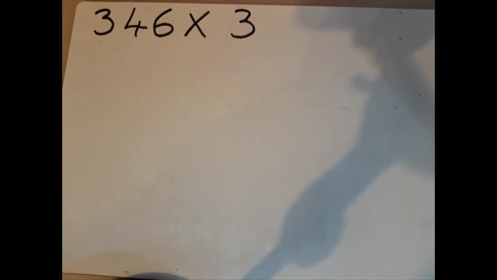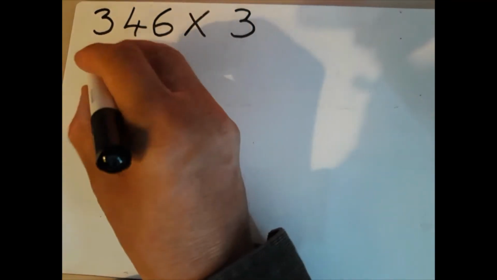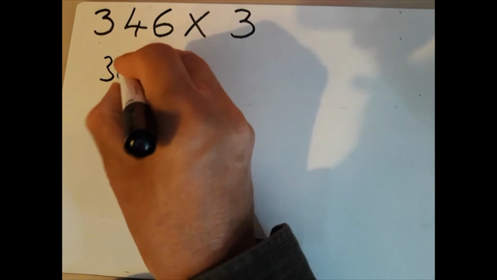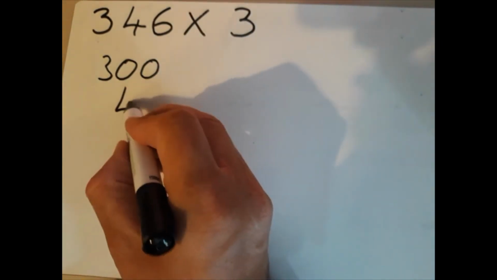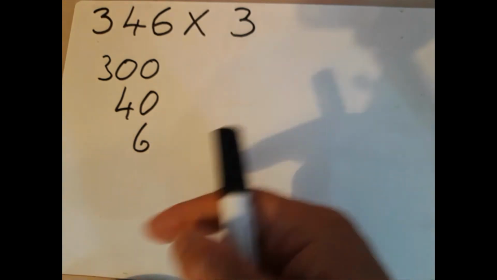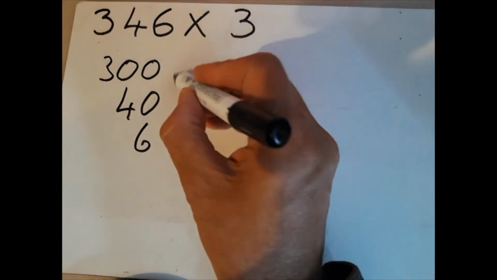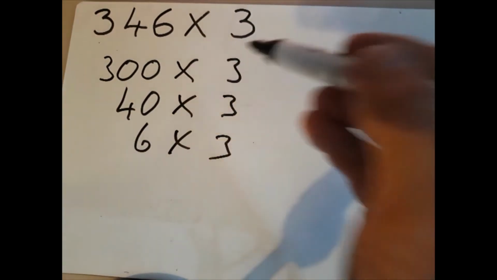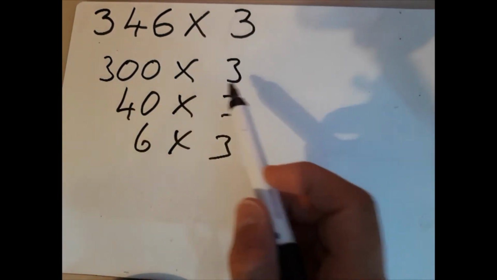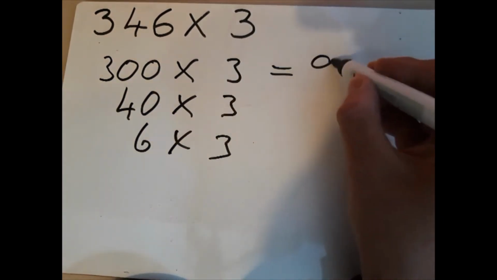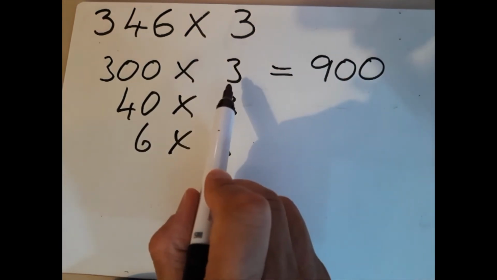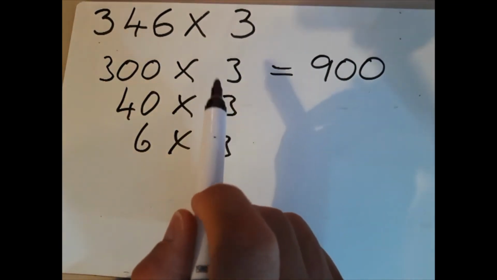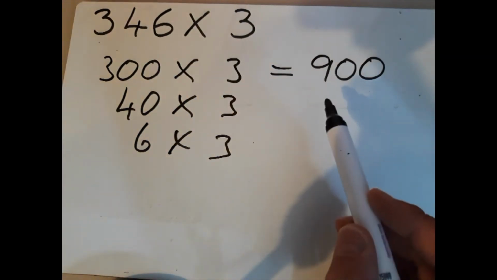Now let's look at how we can actually multiply that without having all those counters, if you don't want to use the counters. What we can think about is our 346. Again, we can think about it being partitioned into 300, 40 and 6. And what did we do with all those counters? We multiplied all of them by 3. We did 300 times 3. That gave us 900. The reason why is we know that 3 times 3 is 9. So if you're doing 3 times 300s, it's going to be 900s.